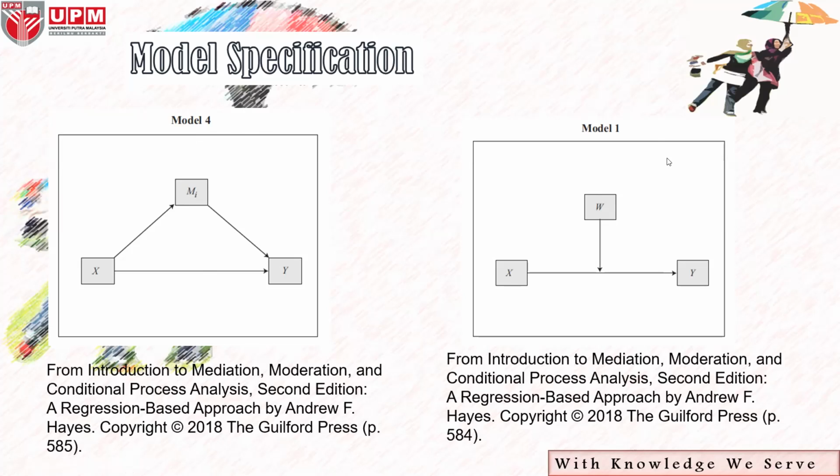Model number 1 reflects the moderation model. Ini contoh moderation. Saya tak ajar lagi ni, tapi saya tunjuk. Model 1, later on when we want to run the moderation analysis, we need to choose model number 1. But for simple mediation analysis, we choose model number 4. Okay, nombor 4. Faham kenapa dia nombor 4?